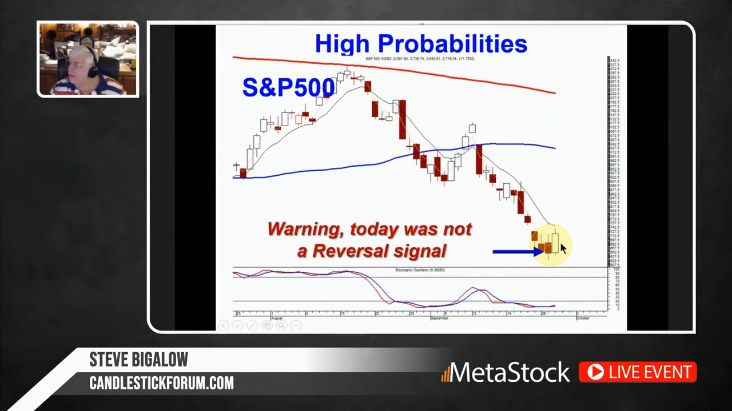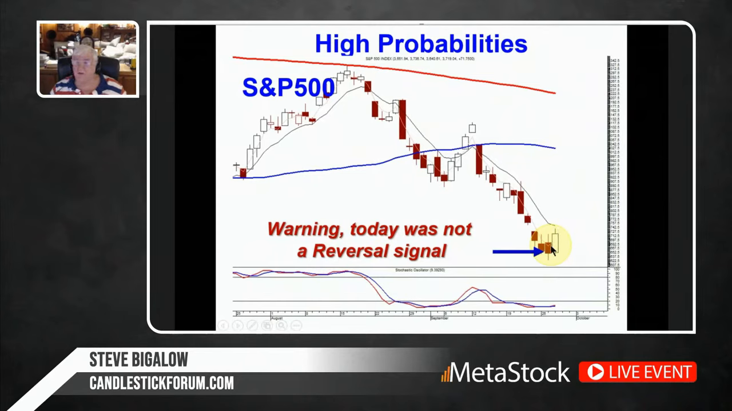But I say, this is a warning. We had a big bullish day today. But I always have to ask everybody in the chat room, what signal did it produce today? Well, this isn't actually a signal. Notice how it opened above yesterday's close, and then closed well above yesterday's open.